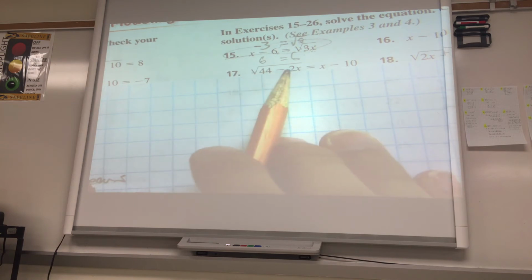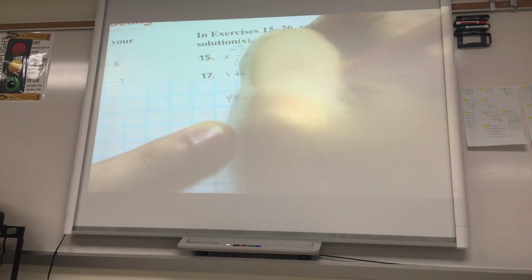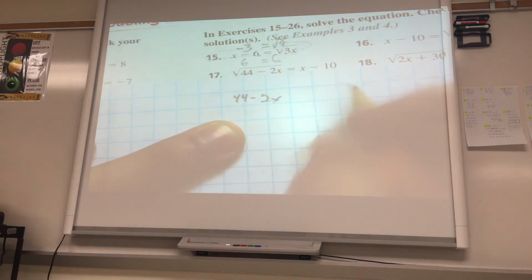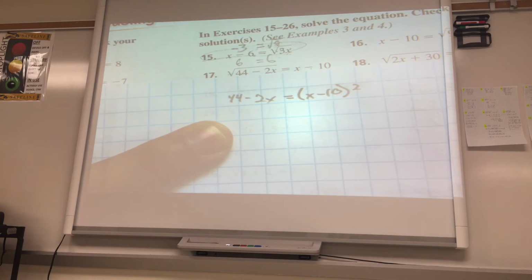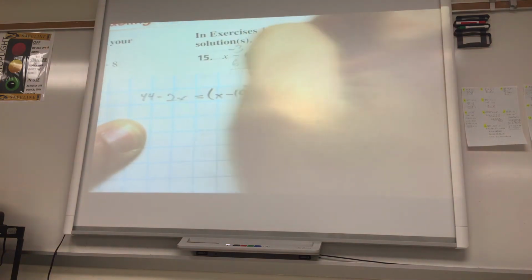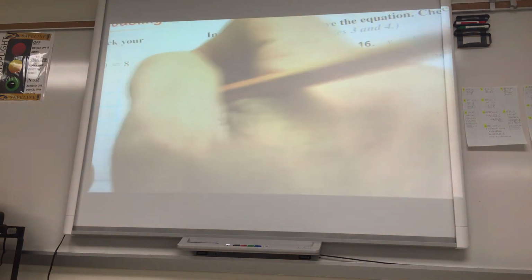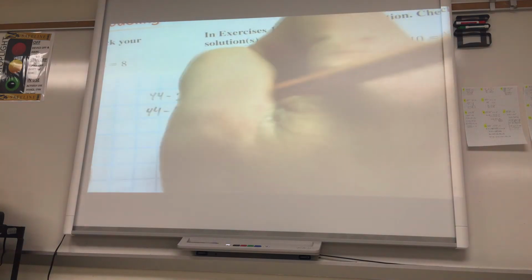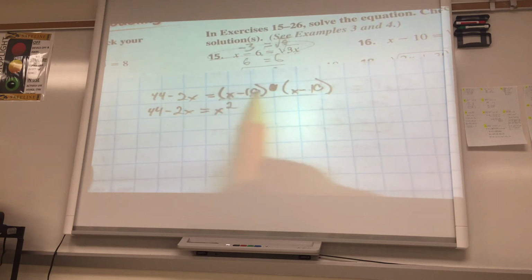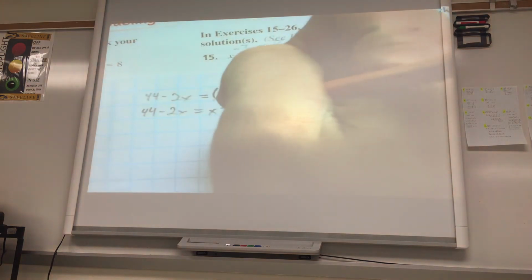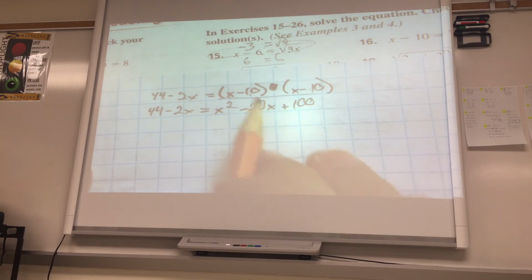The square root is isolated, so I'm going to square both sides. So when I square both sides, I end up with 44 minus 2x, because the square root is going to cancel out. Equals, remember this side squared is like this, which simply means that times itself. So you end up with 44 minus 2x equals, remember, FOIL this out. This times this, times that. This times this, times that. And when you do that, you're going to end up with this. Okay, it's not just x squared minus 10 squared. It's this.